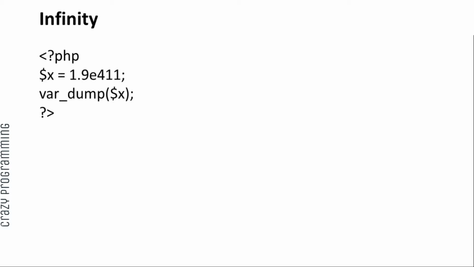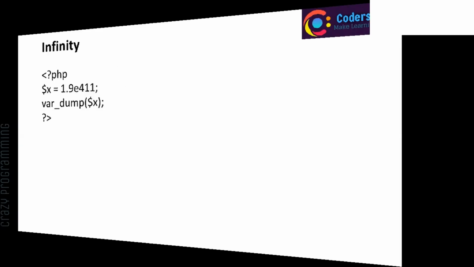Okay, the next is infinity, and this is an example of infinity. We are going to use it in Sublime Text and check the live output. What result will it show? As you can see, the variable x value is 1.9e411. Will it be infinity or not infinity? We will check it in the next video.